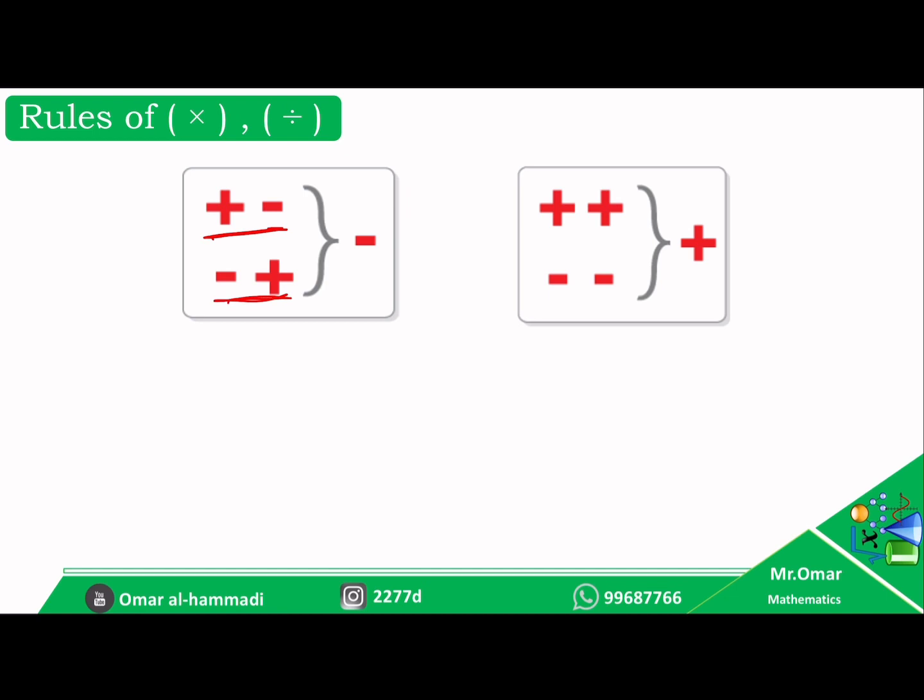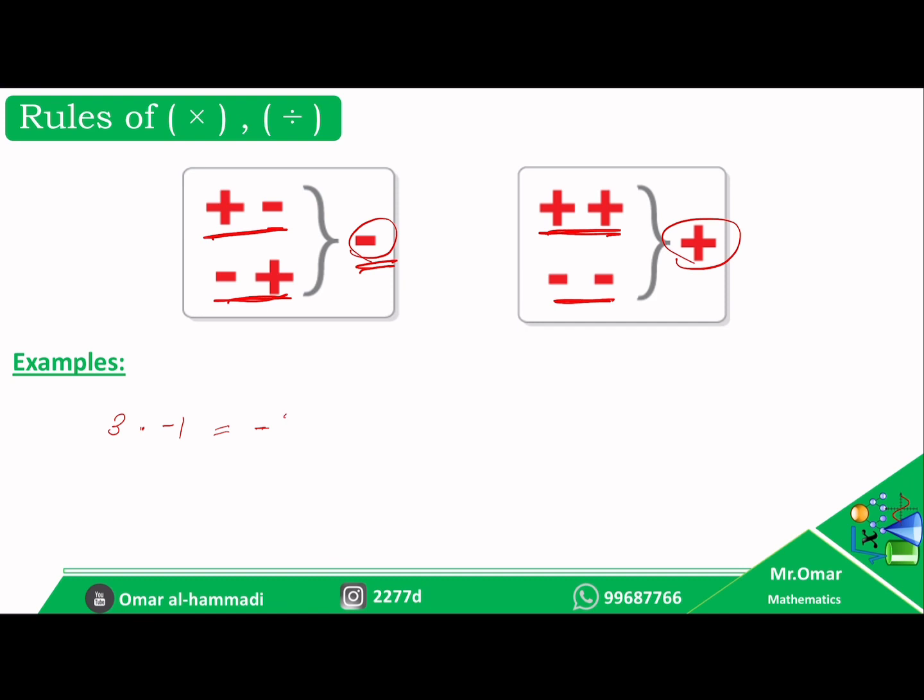Rules for multiplication and division. Here are the rules for multiplication and division. They are the same rules for both of them. It's an easy one. When we have different signs, it will give us what? Minus. But when the signs are the same for the two numbers, it will give us what? A positive.